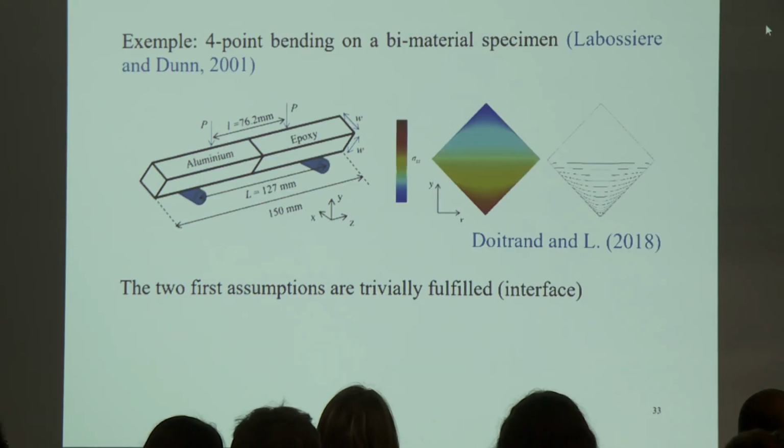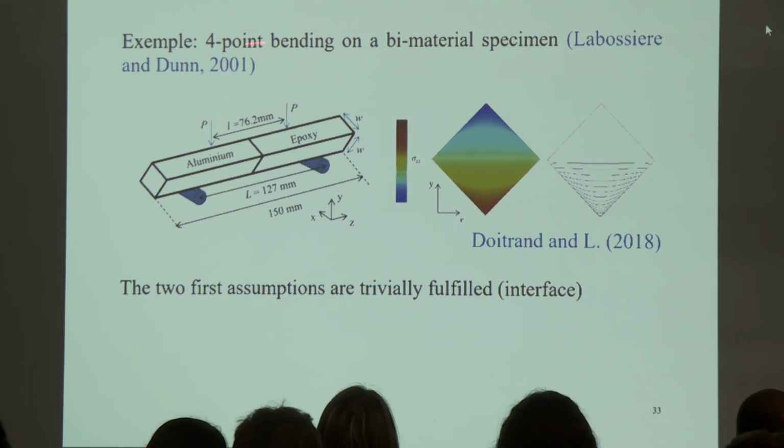Indeed, these are the level lines. Of course, if I select, for instance, that one, I know that inside this region, the tensile stress is necessarily bigger than the stress that defines this level line here, okay? So this is an example on a 4-point bending, bimaterial specimen, aluminum and epoxy.